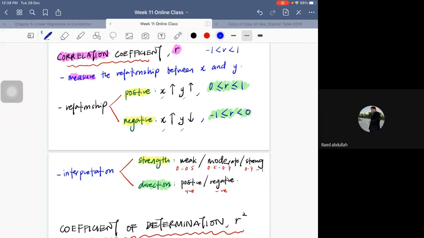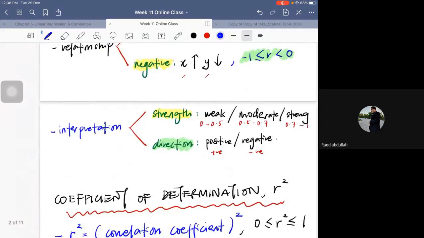For example, let's say I calculated the value of R and found that R equals 0.35. When I want to interpret this, first I identify that this is a positive value. Therefore, I know there is a positive relationship between x and y. When x increases, y also increases. The second thing I have to realize is the strength of the relationship between x and y. We have 0.35 here, which falls into the weak category. Therefore, there is a weak relationship between x and y.